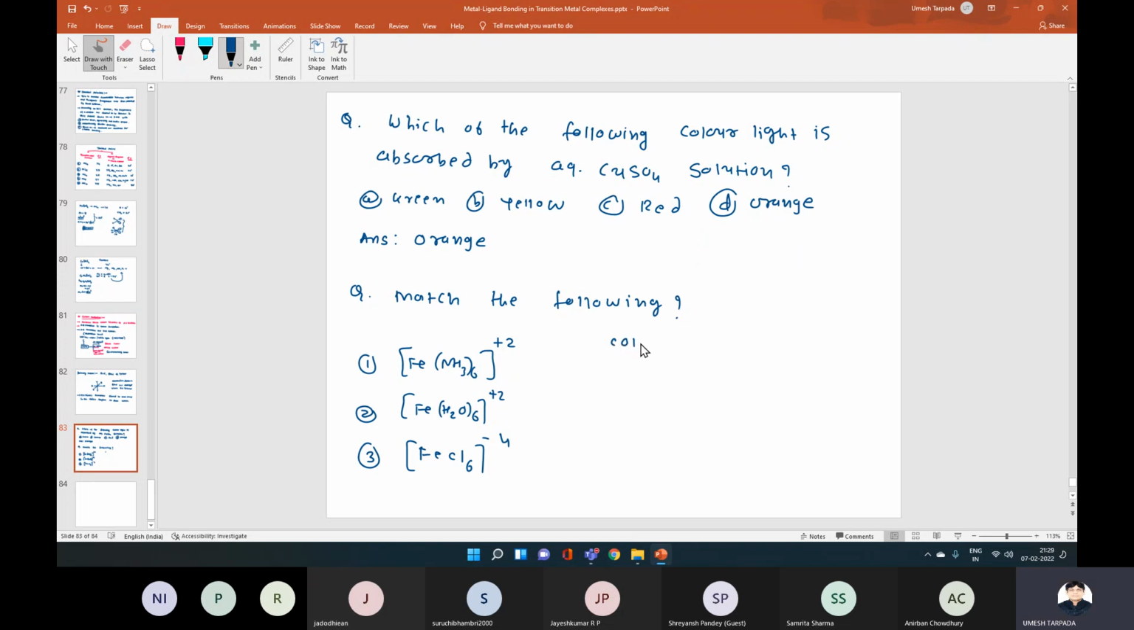And its colors are, you can make the appropriate color, red, yellow and blue. Absorbed color: what is the absorbed color corresponding to red? It is green. Violet for yellow, and for blue it is orange.